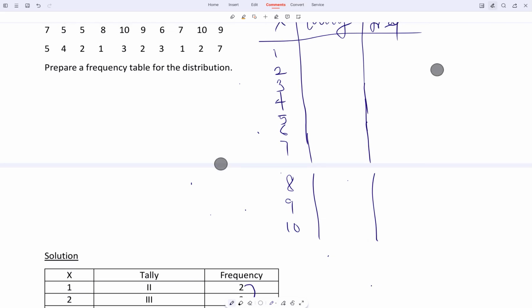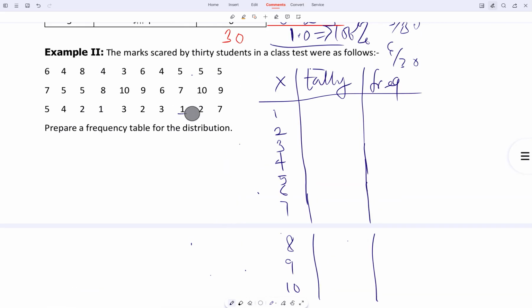So 1, let's count together. 1 is how many times? 1, 2. This is 2, but you see what I'm doing now? 1 is 2 times. Then we have 2 now. 2 occurs how many times? 1, 2, 3. 2 occurs 3 times.